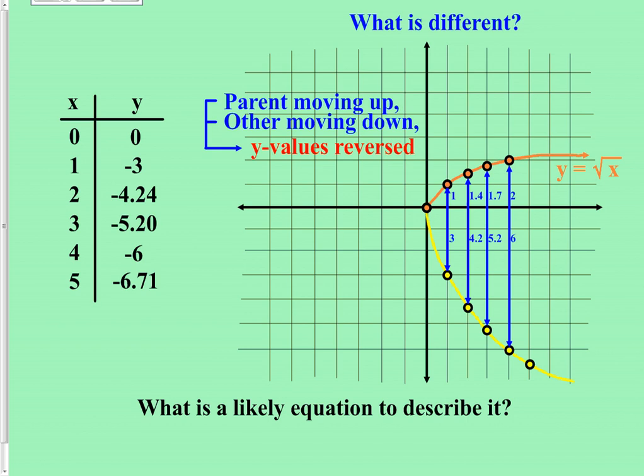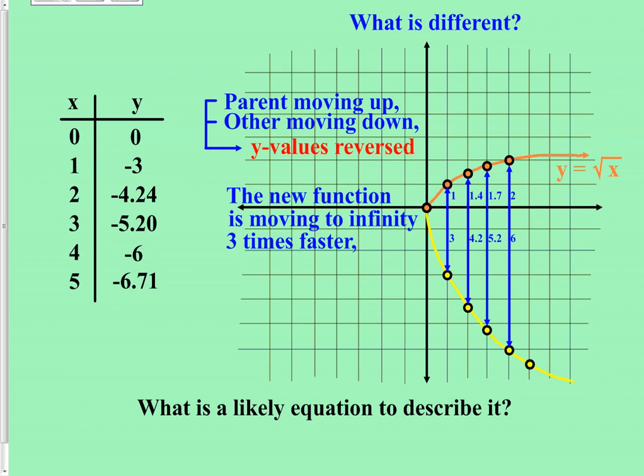You can see as you move over 1 unit on the x-axis, the parent function also moves up 1 unit, but this new function moves 3 units. Next step over, the parent function moves 1.4 units. This new function, 4.2 units. And keep moving, you can see those values that are there. Now hopefully you'll be able to identify that there is a pattern at work there.